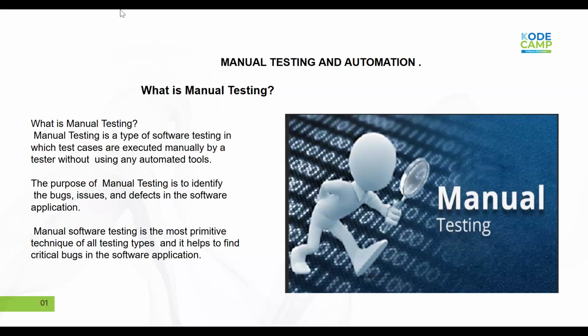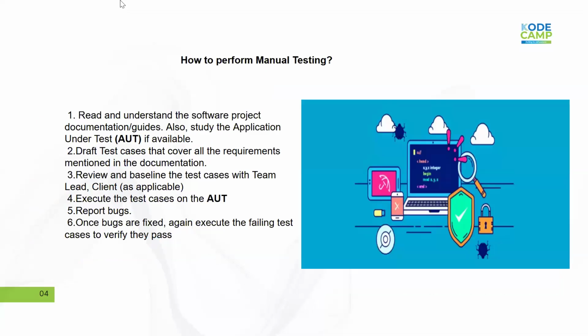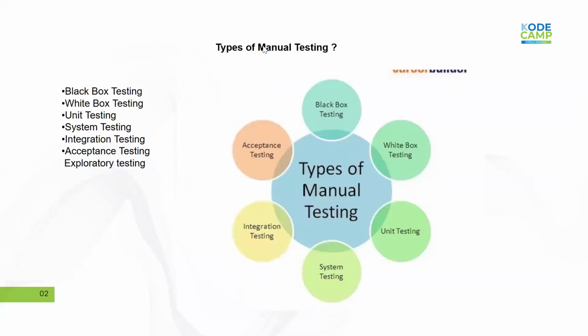Yeah, thank you. So we have types of manual testing. We have talked about these types last week. So please, who wants to help us with what do you understand by black box testing? We talked about this under functional testing, right?